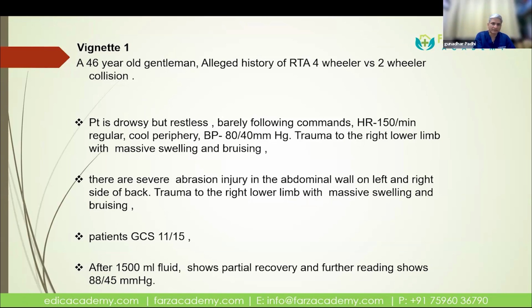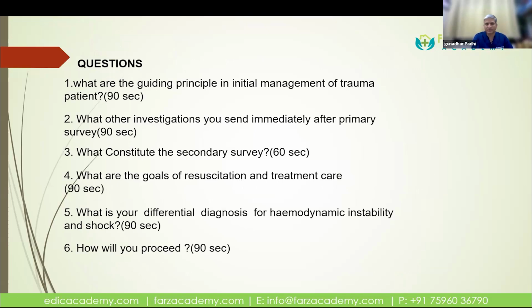After 1500 ml of fluid, the patient shows partial recovery, and the BP has temporarily increased to 88 by 45, and it further drops. So this is the overall case scenario: polytrauma with shock and an unstable patient received in the ER. My question is a little bit theoretical. Which trauma guidelines do you normally follow, and what are the differences as per these guidelines? What is your clinical approach to this patient, what investigations would you send, and how would you manage him initially?